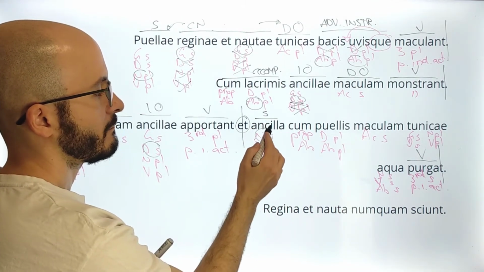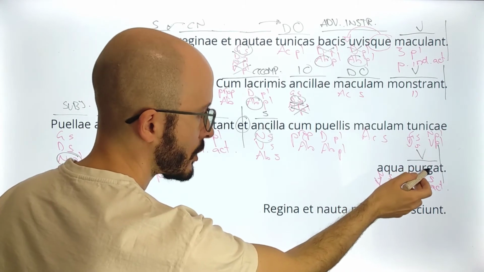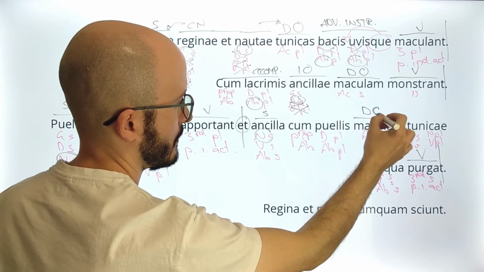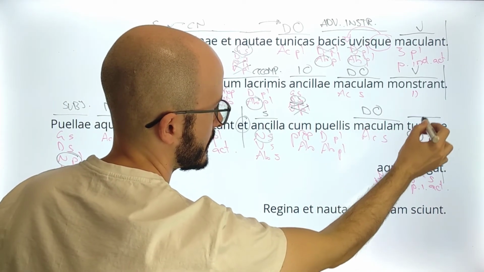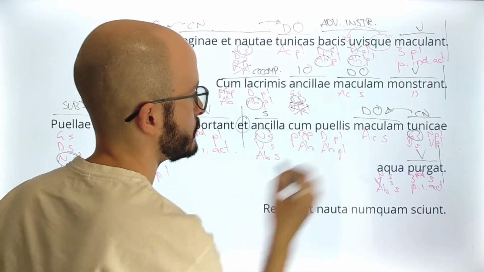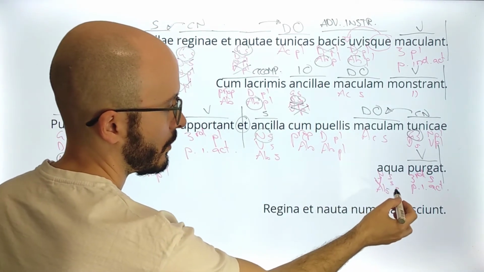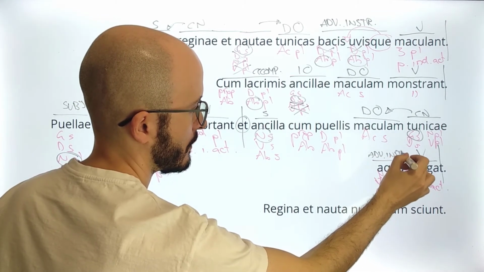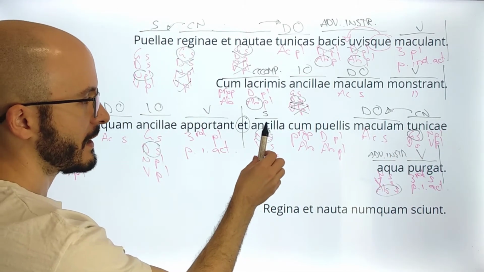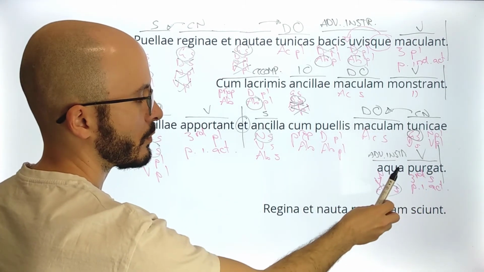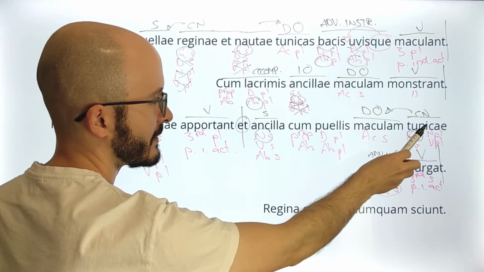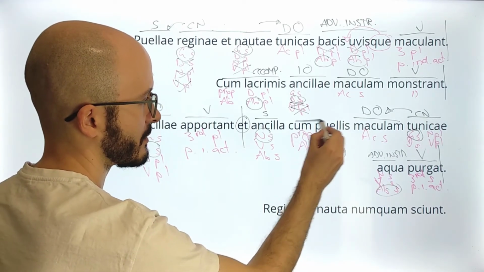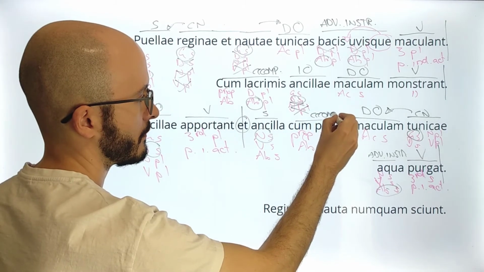So the female slave who is old washes the stain of the tunic, ablative, adverbial of instrument. So the female slave who is old washes the stain of the tunic with water with the girls, like company. This is company, like they do it together.